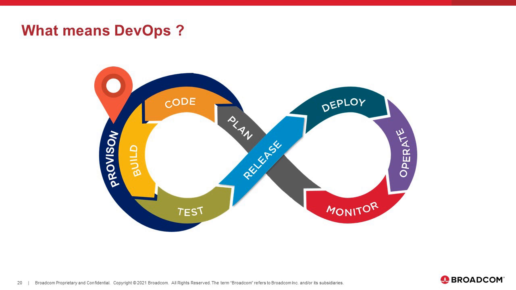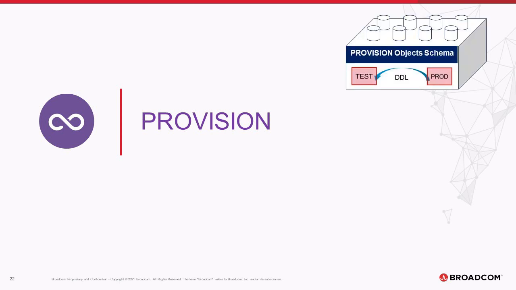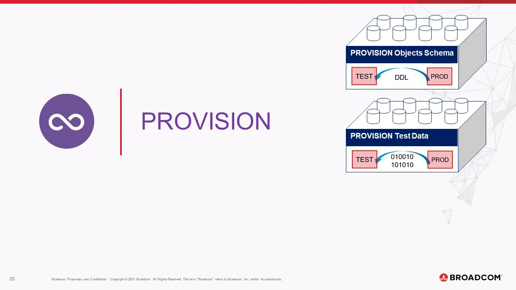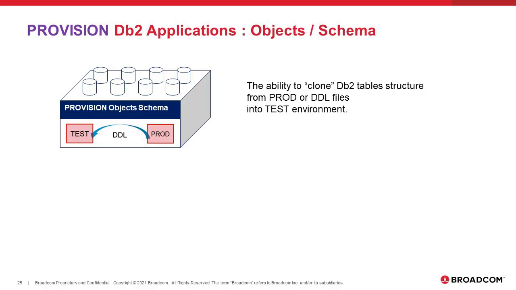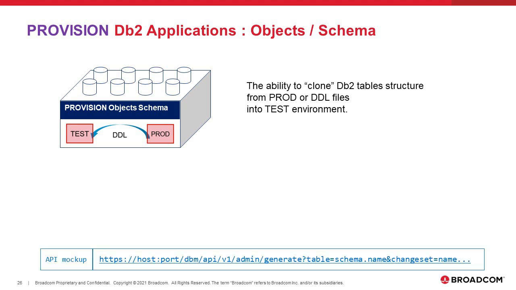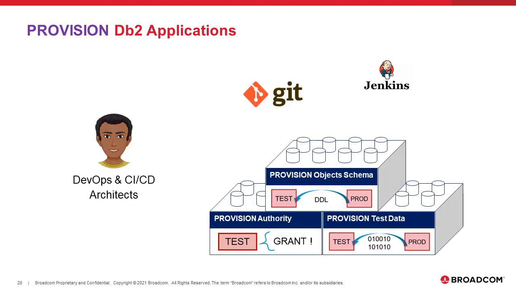For instance, let's have a look at provisioning in the context of Db2. After speaking to various customers, we decided to provide APIs to help provision Db2 applications. APIs to provision object schemas, APIs to provision test data, but there are also Db2 authorities and Db2 statistics provisioning. Each of these building blocks actually represents a REST API or a set of APIs and CLI commands in Zowe. And these can be used by DevOps architects to automate Db2 application provisioning using open source tools like GitHub or Jenkins.